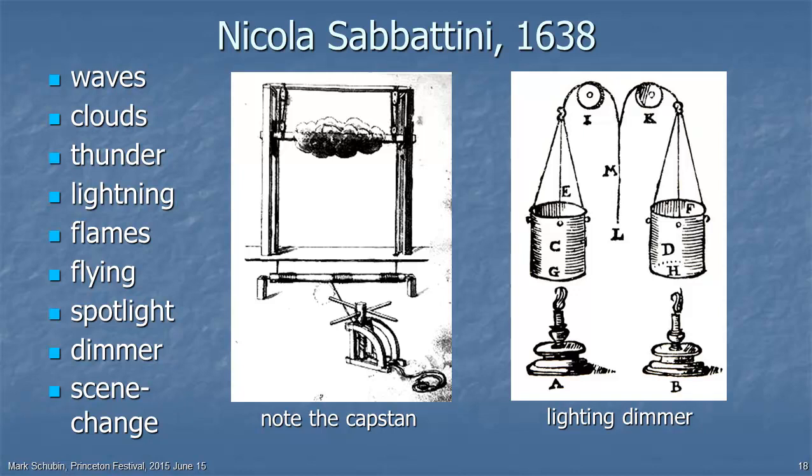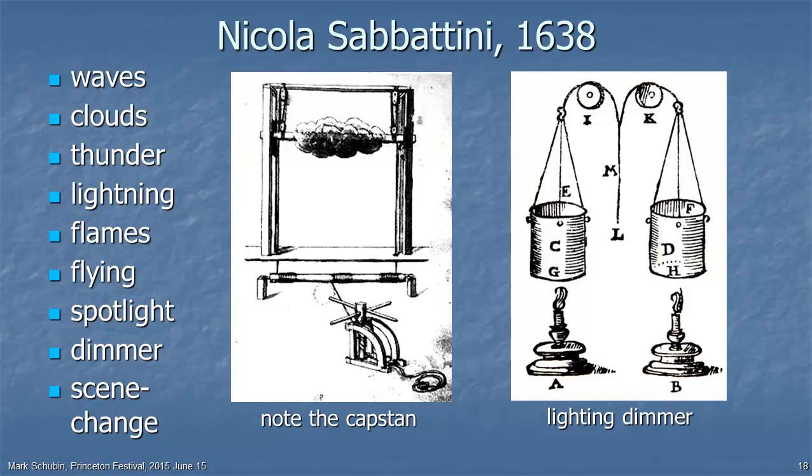I'm showing the lighting dimmer at the right, and you see it lowers cans over candles, and that makes things darker. And then as far as scene changing, notice at the bottom of the picture on the left, there's a capstan there for controlling this rolling cloud. I'll show you a live capstan in a moment.